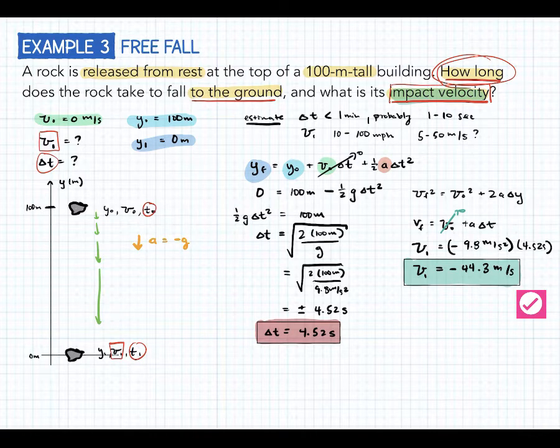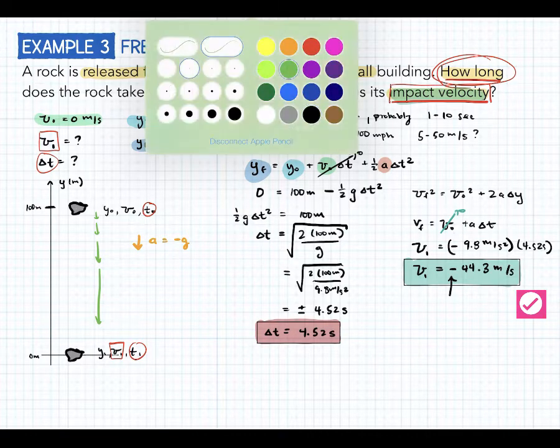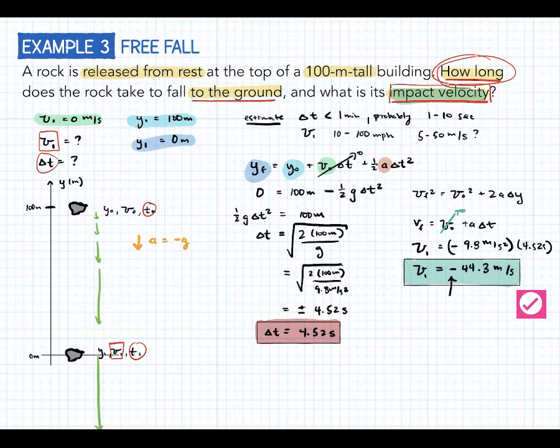Okay? So these answers make sense with how we estimated. Remember, the sign in this case matters, right? The sign is negative because at this point the velocity would be really big and pointing down. Okay? These arrows are not to scale, but we're going to have something negative.